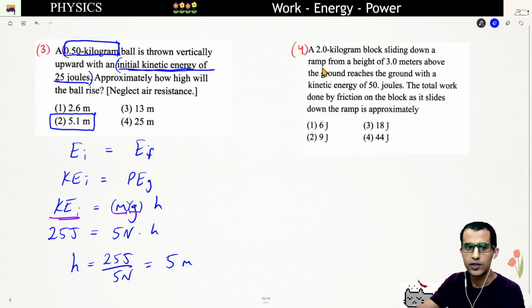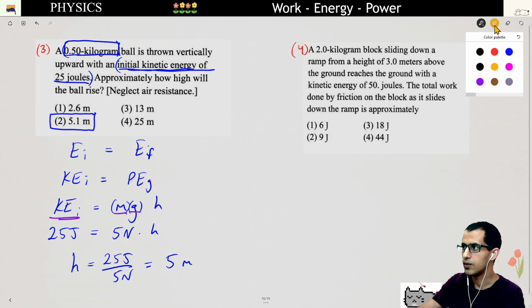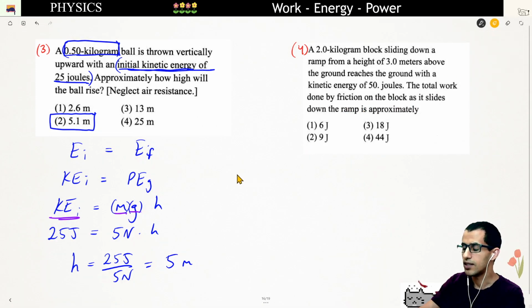All right, number 4. A 2 kilogram block sliding down a ramp from a height of 3 meters above the ground reaches the ground with a kinetic energy of 50 joules. The total work done by friction on the block as it slides down the ramp is approximately. So here they're telling us that friction did some work. So let's just draw a quick sketch of what's going on here. It slides down a ramp.